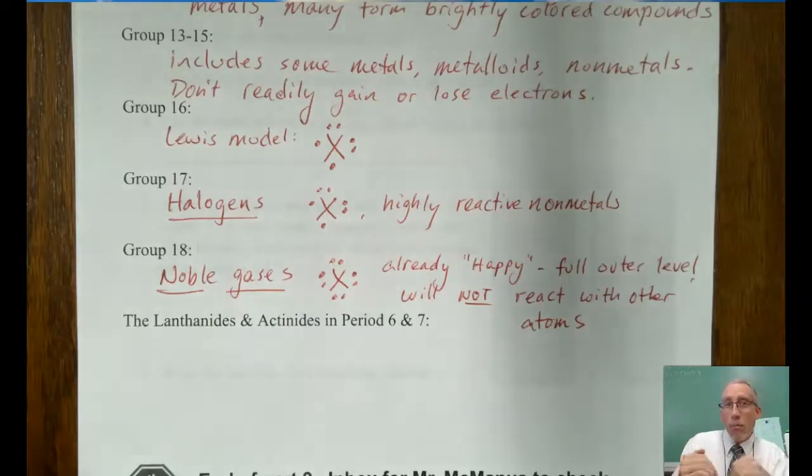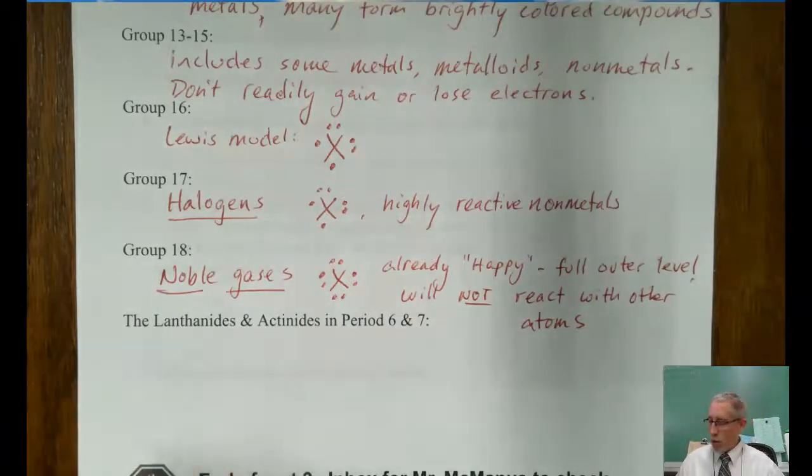So because they didn't mix and interact, we've taken that idea and we've given the name to this group of elements that doesn't interact with other atoms. Isn't that interesting? So that's why they're called the noble gases. And they are all gases.